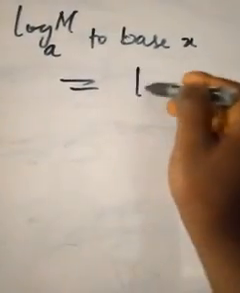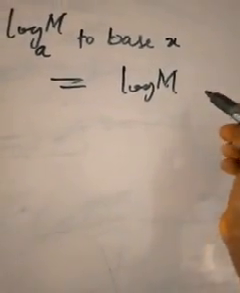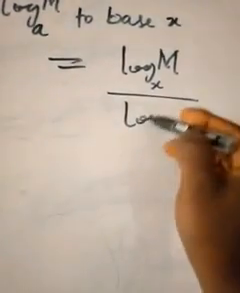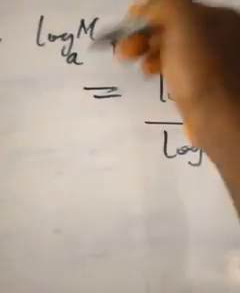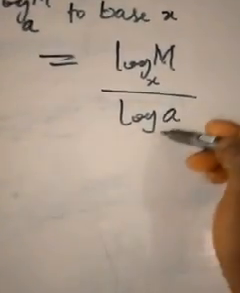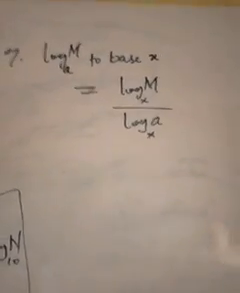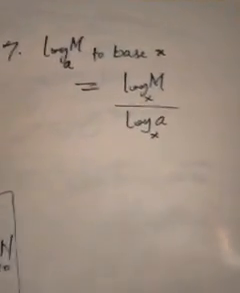We start with log m. We are not going to put a as a base again. Now s will be the base, divided by log. The base that you have here becomes a number, that is log a base s. We have converted it. This is how to change the logarithm of a base to another base.